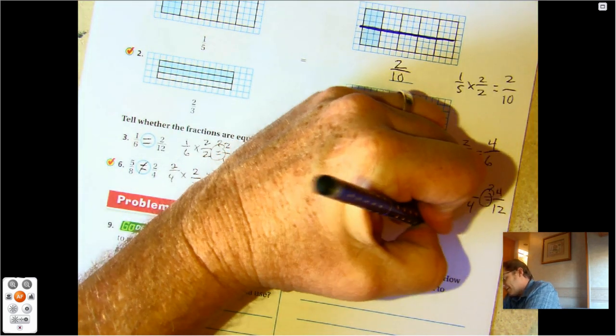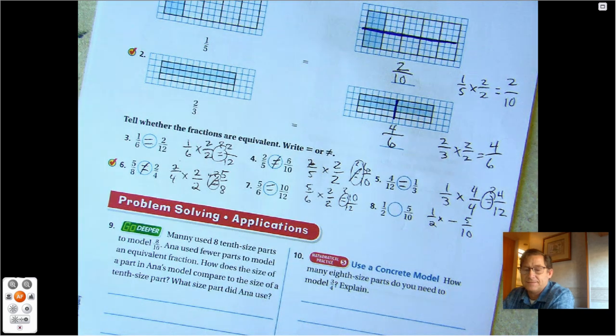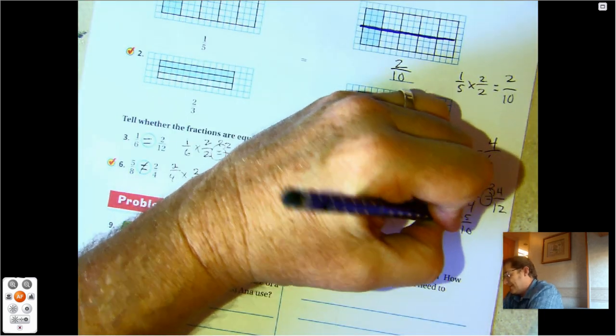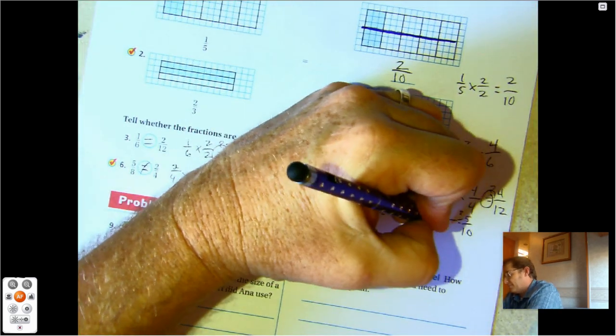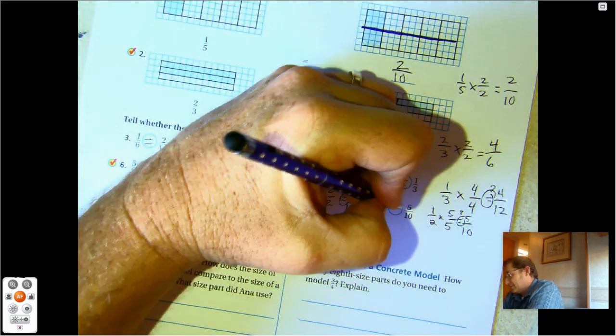1/2 and 5/10. Can I multiply 1/2 by something to get tenths? 5. Is 5 times 1 5? Yes, it is. So that's equal. All right, number 9.